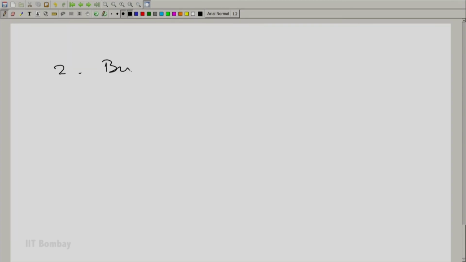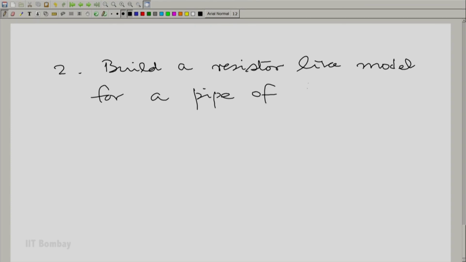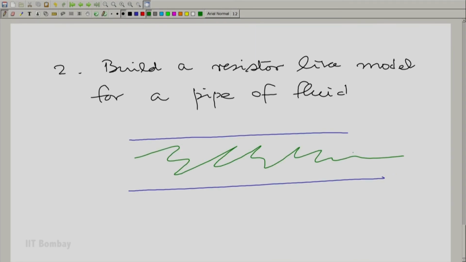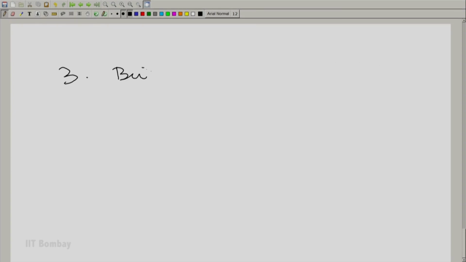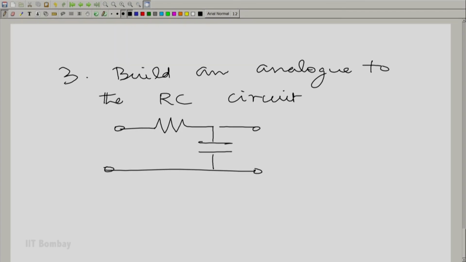Second, build a resistor like model for a pipe of fluid. So what it means is, when fluid flows through a pipe, let us assume that it suffers resistance or obstruction to flow from the boundaries of the pipe. So build a resistor like model. And now finally build an analog to the RC circuit, this RC circuit with tanks and pipes.